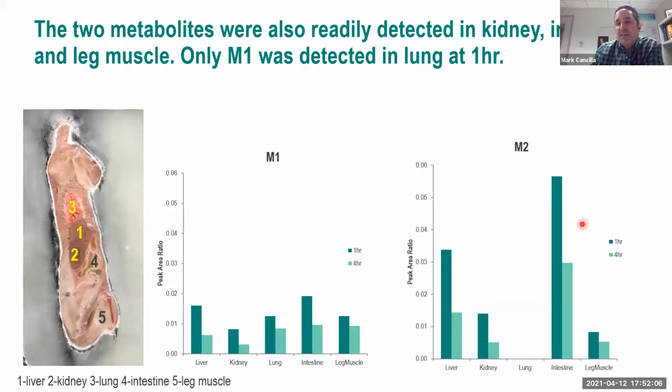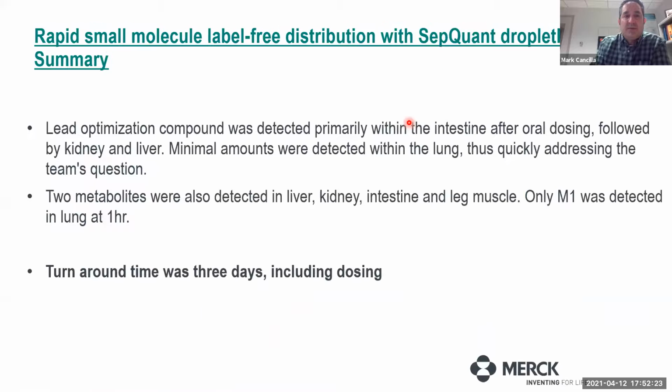And then for the oxidative metabolite, again, primarily in the intestine, you can see it bleeding out over time, or being eliminated over time. And it was also in the liver and the kidney, but again, nothing in the lung. But this was done quite rapidly, which we'll get to. So being able to use this type of application of the SetQuant droplet probe in this early lead optimization has been really helpful. So in this case, we're easily able to detect the lead compound within the intestine after oral dosing, and the kidney and liver, but very little in the lung.